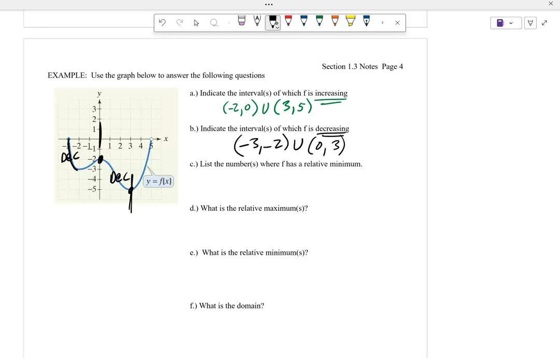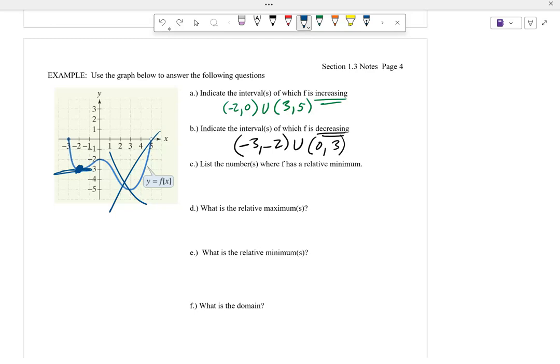Now we're going to list the numbers where we have a relative minimum. Relative, meaning in an area, do I have the bottom of a valley? Hopefully you can see right here is the bottom of a valley. If I forgot about the rest of the graph, that's a lowest point right there in that area. Bottom of the valley. That's relative, meaning local.